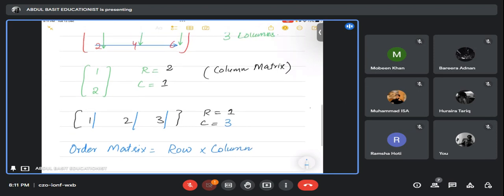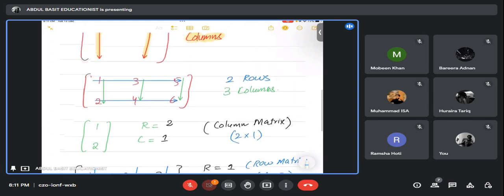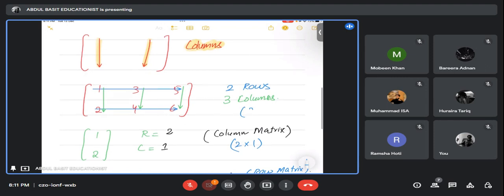So this matrix is known as a row matrix. That is the name of this matrix. So we can also say that the order of this matrix is 1 cross 3. The order of the column matrix is 2 cross 1, and the order of the first matrix is 2 cross 3. Get it? This 2 represents rows and this 3 represents columns.